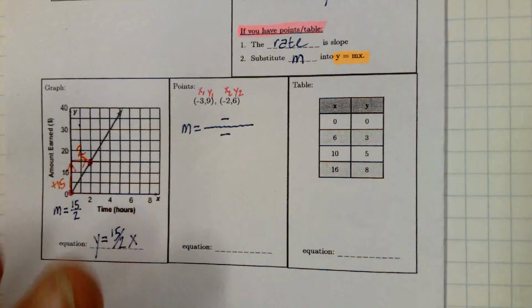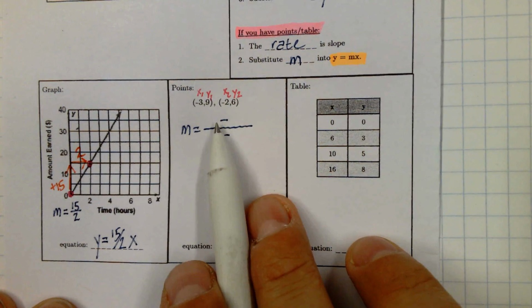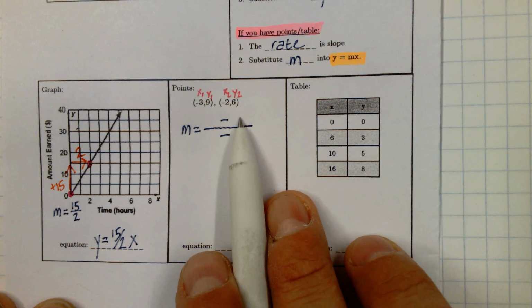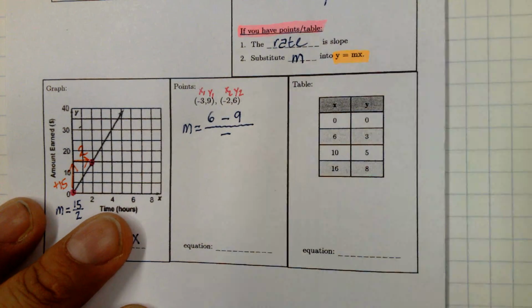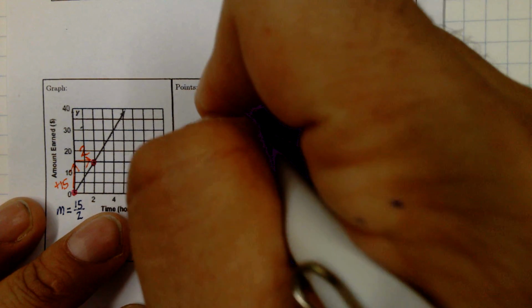Okay, so that would be m equals, and we're going to put y2 and y1. So y2 is 6. So let's put a 6 here. And y1 is 9. Then we're going to put x2 at the bottom, -2. And x1 is going to be subtracted, so -3.